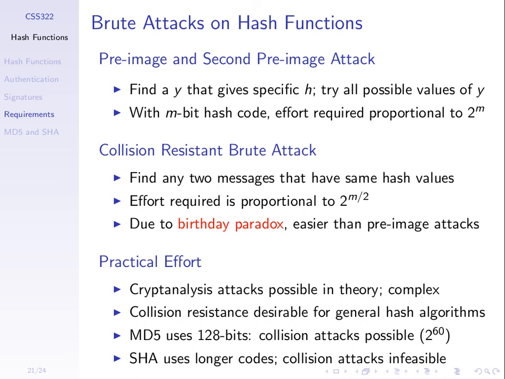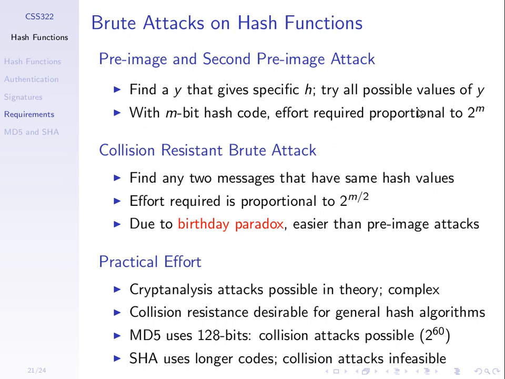The first two properties, which were pre-image and second pre-image attacks, or the attack on the one-way property, or the attack on the weak collision resistance property, basically involve the same thing from the attacker's perspective. You need to find a message Y that gives a specific hash value. And how to do that? You can start to try all possible values or random values of Y until you get the right hash value.